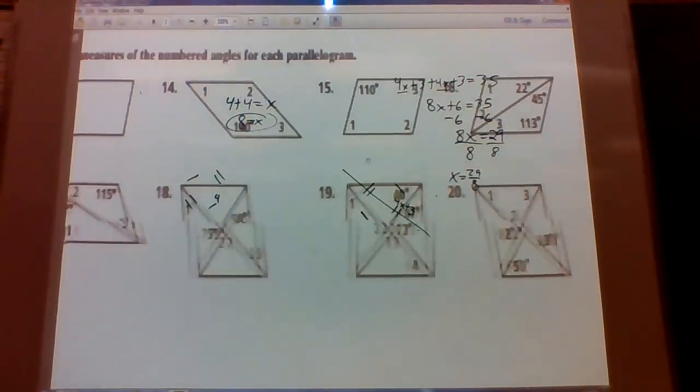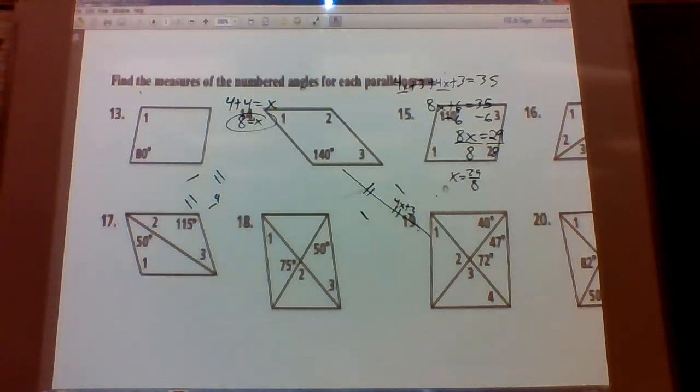Okay, here we have parallelograms. So this time we're going to talk about the angles of parallelograms.